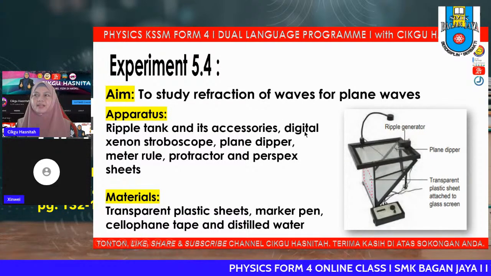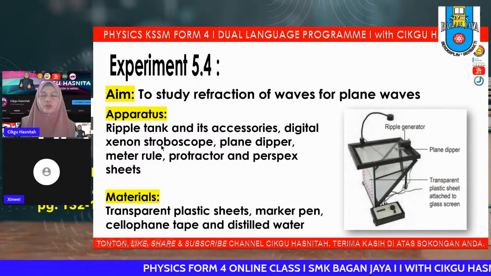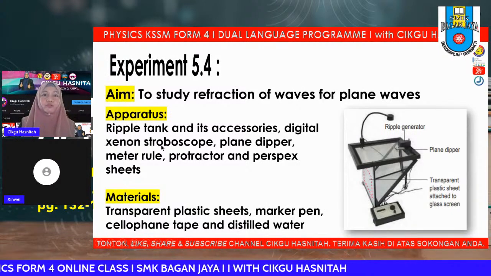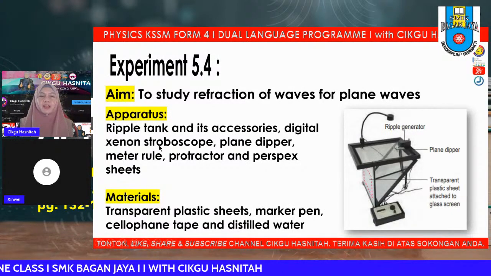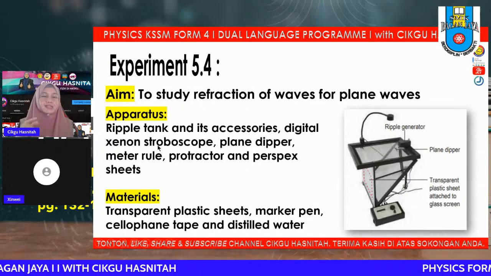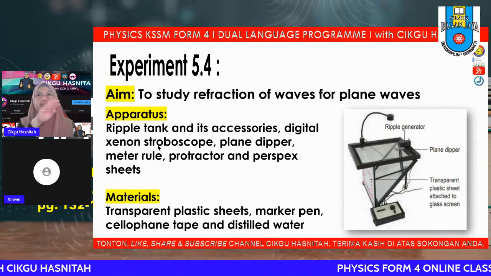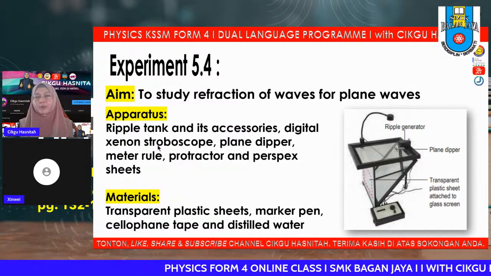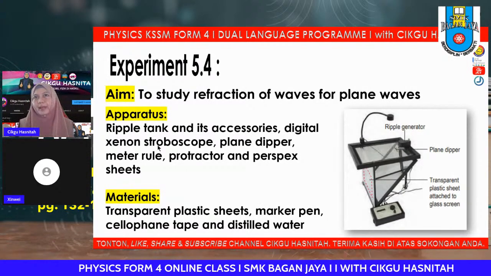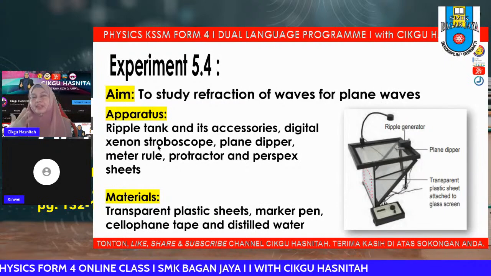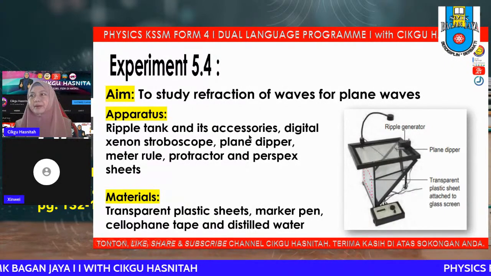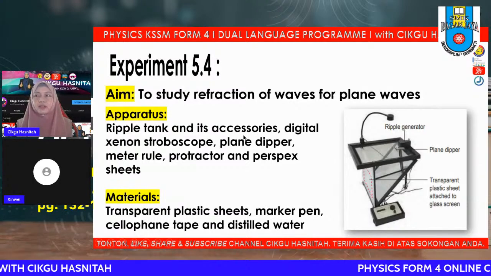And then we need a digital xenon stroboscope. Remember yesterday I told you what the stroboscope is used for in this experiment. It is used to freeze the wave, so we can see the pattern obviously if you need to sketch or study what happens to the wavelength, what happens to the direction of motion and so on. And a plane dipper. We are using the plane dipper to produce the plane wave.